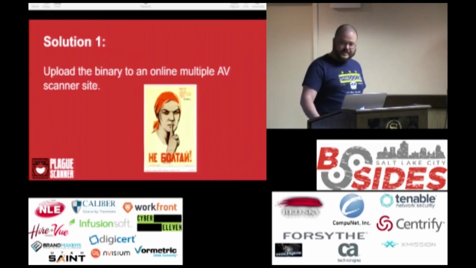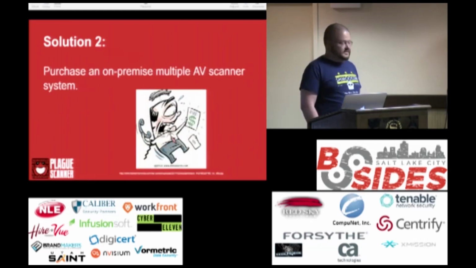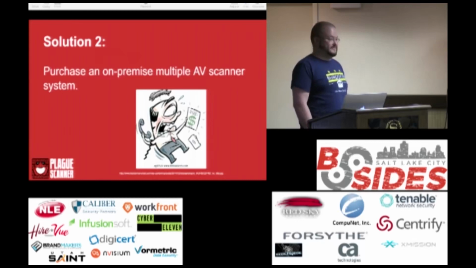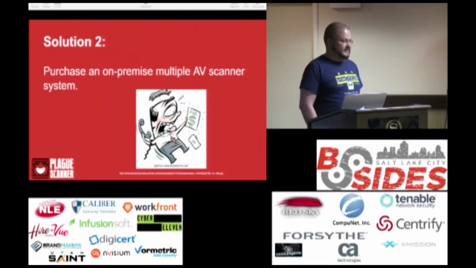So the second solution is to buy your own AV scanner engine system, and these are very, very expensive. And when I say very expensive, I mean very expensive. On the order of $80,000 a year type expensive. So that's not really an option for small guys. That's an option for a giant enterprise, but a giant enterprise might have other resources available. So that's not an option that's viable for me.